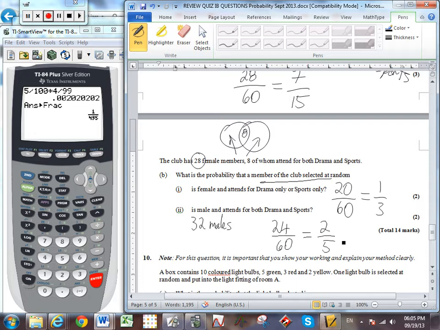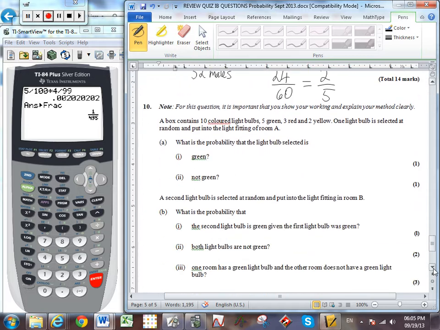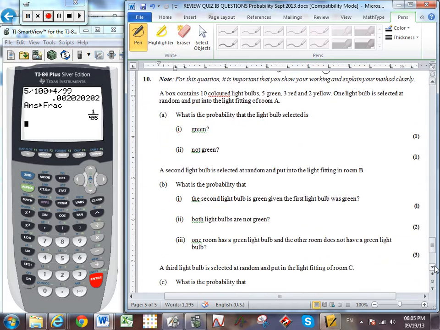And the very last question, number 10, says we need to show our method clearly. Well, of course, we would always do that, particularly because you're being marked on communication, right? Alright, here we go. A box contains a bunch of colored light bulbs, green, red, and yellow. You're already getting a feeling that we're going to have multiple selections. I don't know, we'll see. Alright, one light bulb is selected, and we put it into the light fitting.